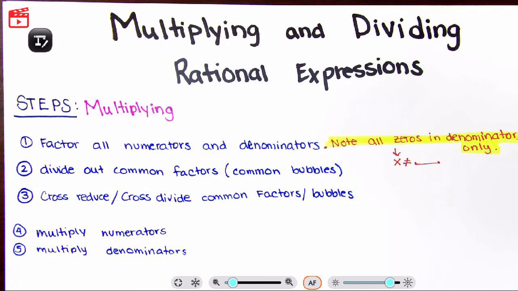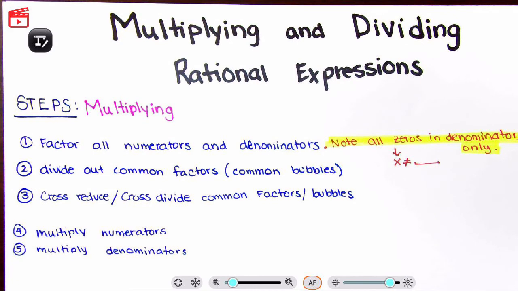So for multiplying, you're going to factor all numerators and denominators. You're going to note all zeros in the denominators only. Again, excluded values. What can x not be? We're going to find those zeros and then state that x cannot be those because it will make our denominator 0.